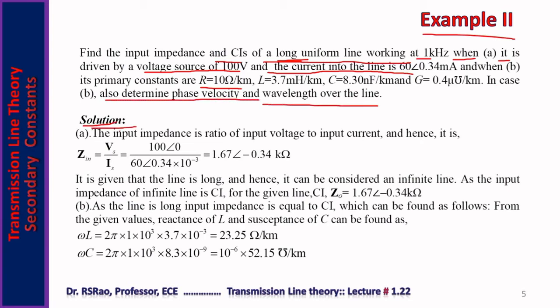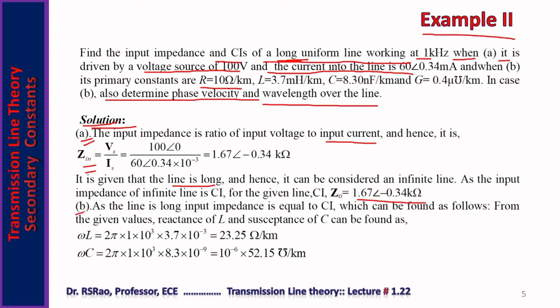Now the solution procedure. A. Input impedance is the ratio of input voltage to input current. So input voltage is known, it is 100 volts. Input current is also known, it is 0.34 milliamperes at an angle of 60 degrees. So input impedance one can easily find by considering the ratio. Note the line is long, so we can consider it as an infinite line. So input impedance of an infinite line is the characteristic impedance by definition. Therefore, the characteristic impedance of the line is the input impedance, which is 1.67 angle minus 0.34 kilo ohms.